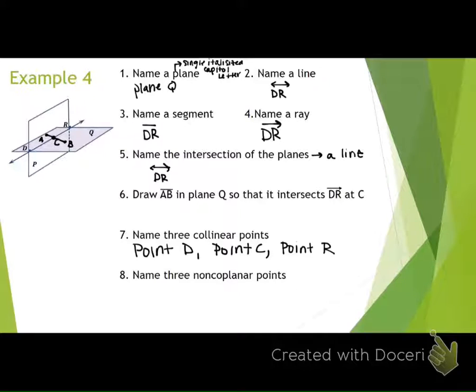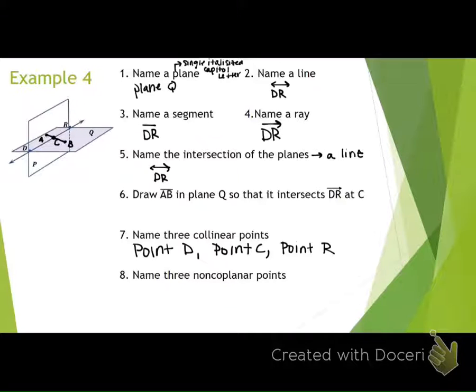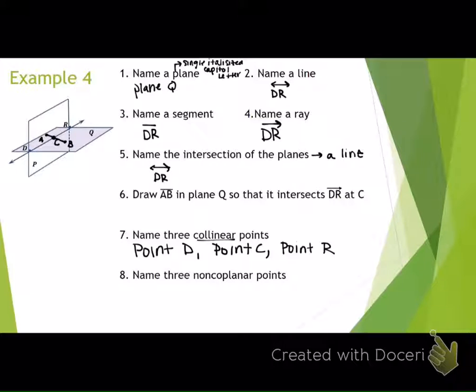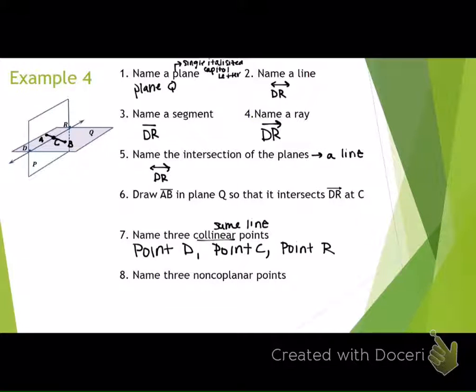Name 3 non-collinear points. Landon, give me 3 non-collinear points. Points that do not lie on the same line. So this is along the same line. So give me 3 points that do not belong on the same line, which I don't know how you would do when we don't have points that are off there. Let's create another point. Q, P, and A, maybe?